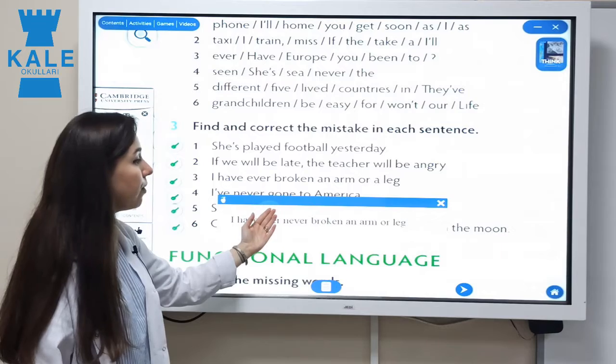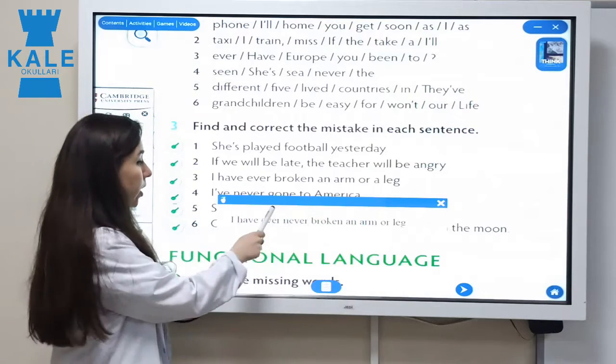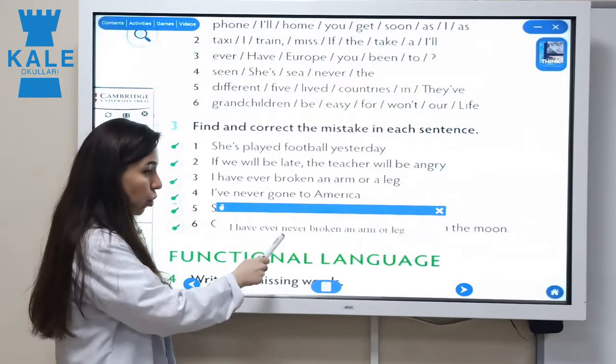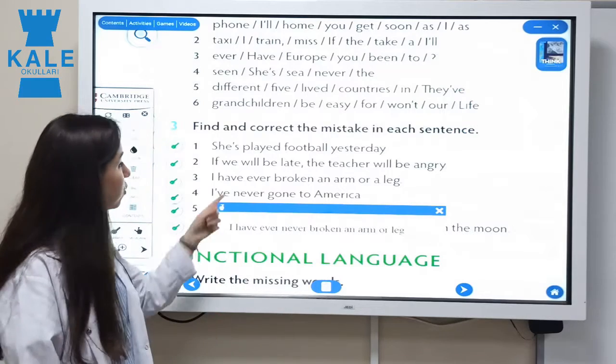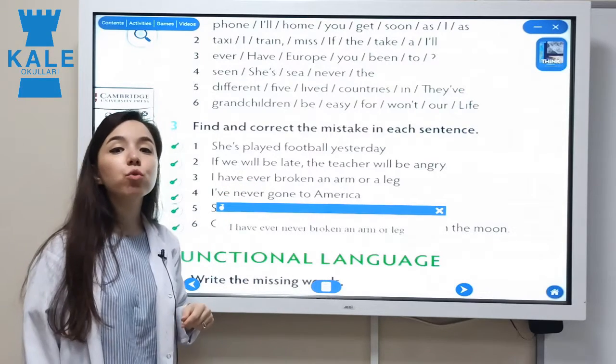I have never broken an arm or leg. So here, ever is not correct, never is the right answer. Yes, so instead of ever, here you have to write never.